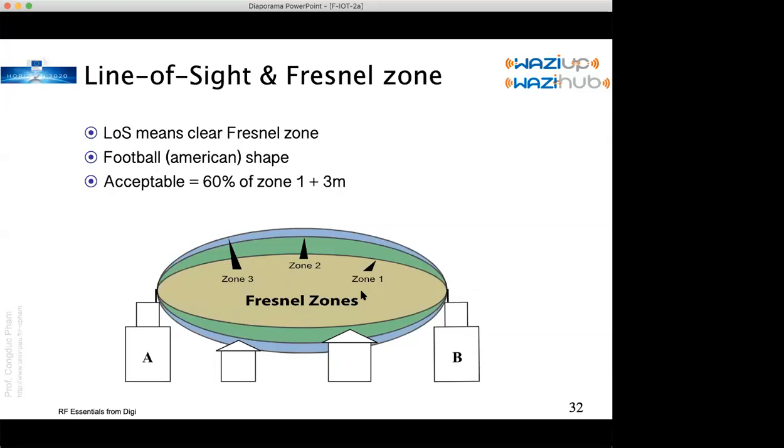And you have three zones, zone one, zone two, and zone three. And it's acceptable if a large part of this zone is free without obstacle. But if you do have obstacles in this zone, then you do have attenuation. You do have a lot of attenuation. So it means that you're not really in line of sight. So what are we doing in order to free this zone? Usually we can elevate the antenna.